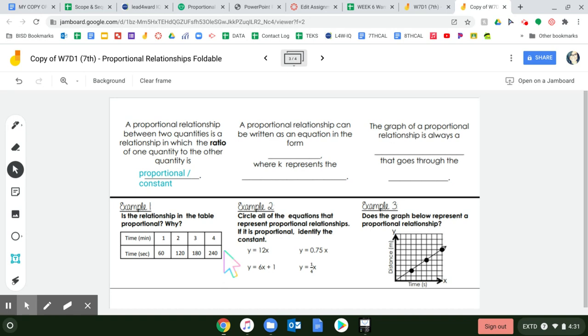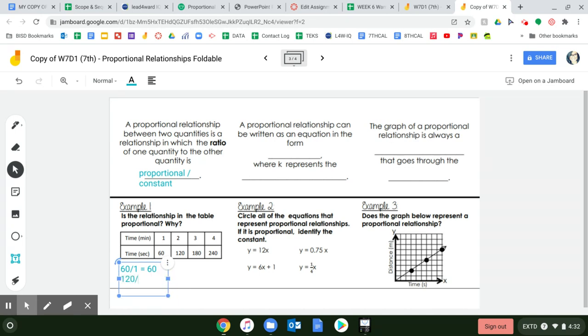So when we look at this table and you want to know, is the relationship in the table proportional, we would see the relationship between y and x. So 60 divided by 1 is 60. Let me move this table down a little bit, or this little text box. And what I'm going to do is go through each one of these relationships and see if the rate of change, or that constant of proportionality, is constant.